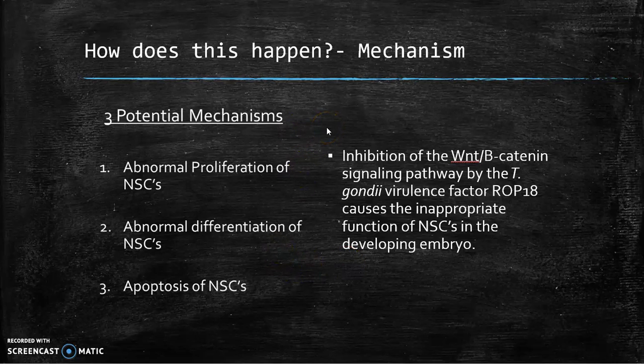So how does the infection actually cause issues? Well, it actually inhibits that Wnt beta-catenin signaling pathway. And the way it does this is through the virulence factor ROP18. And this can cause abnormal proliferation, differentiation, or apoptosis.